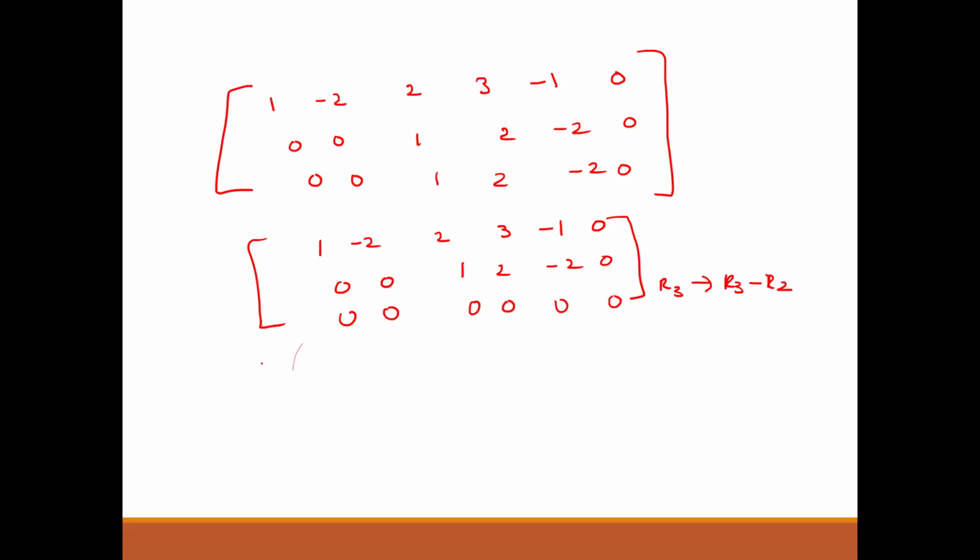We will write the equations now. This is x1 minus 2x2 plus 2x3 plus 3x4 minus x5 is 0. Second one is x3 plus 2x4 minus 2x5 is equal to 0. So I have two equations and I have 5 unknowns. So 5 minus 2, 3 free variables are there. So I have to take x5 as k1. Let x5 as k1, x4 as k2.